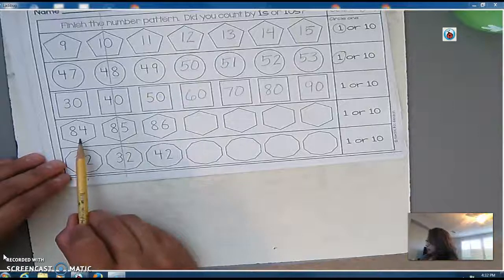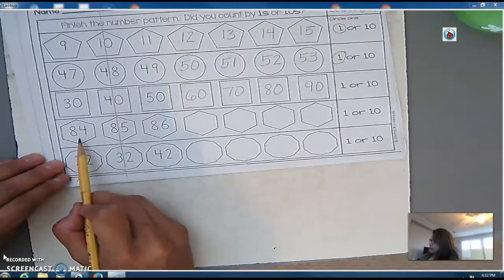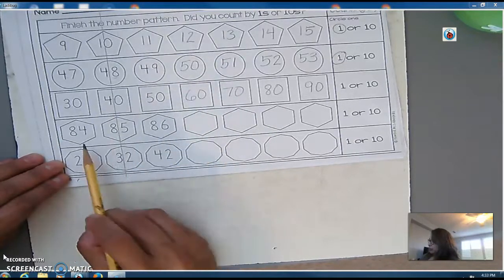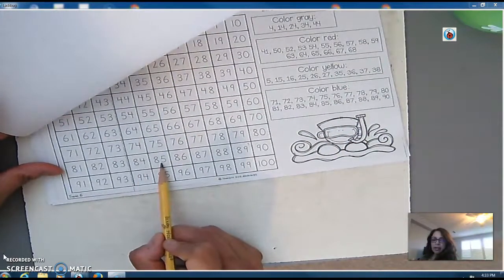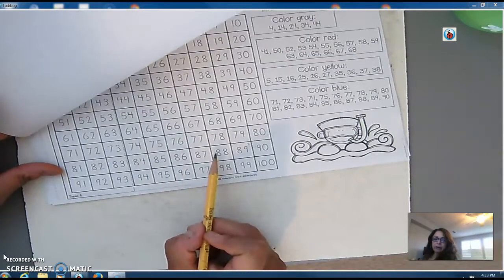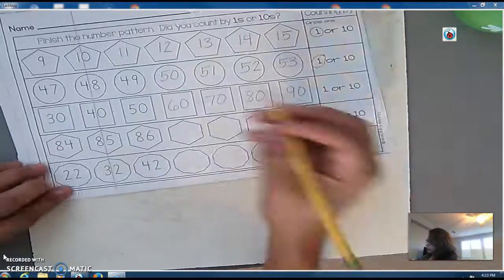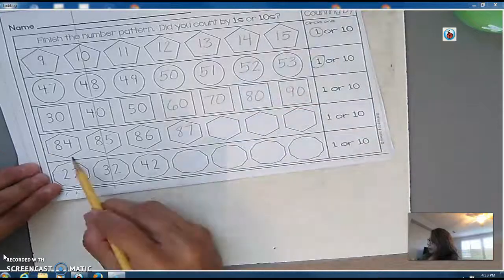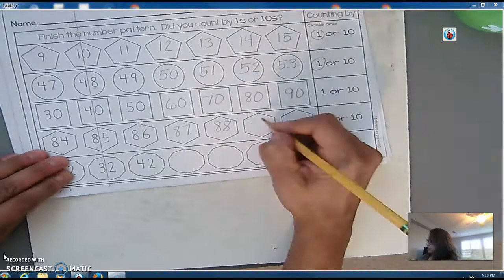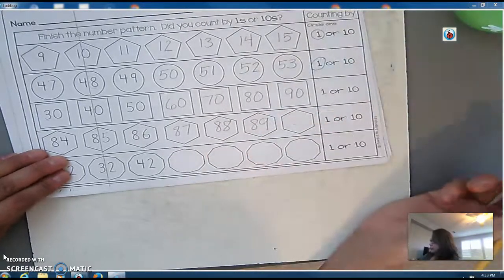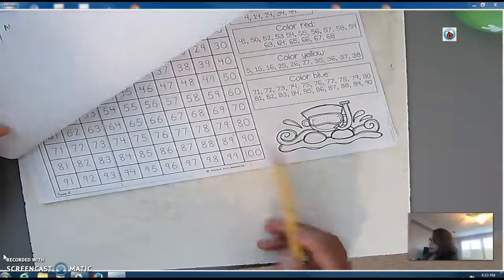All right, now let's do this one. 84, 85, 86. From 84 to 85, I only added one more. So that means we're counting by ones. Let's check over here. Here's 84. And then we said 85, 86. So we're going across. We know we are counting by ones. What's after 86? 87. 84, 85, 86, 87. What's next? 88. 89. Let's add one more. Let's see where 89 is. Here's 89. What's next to it? 90.